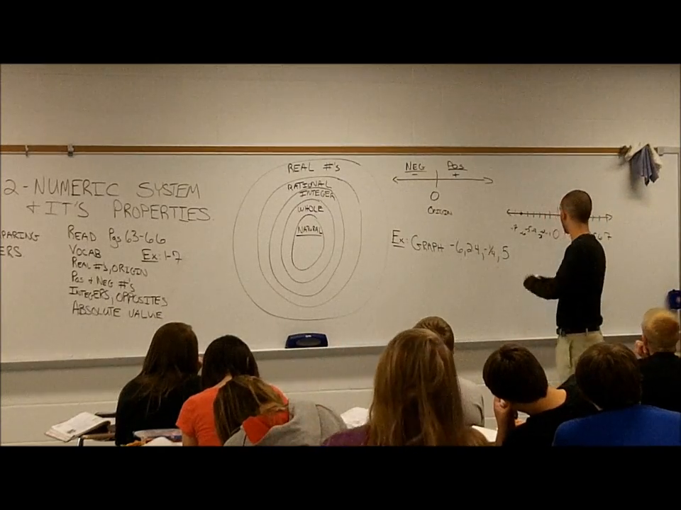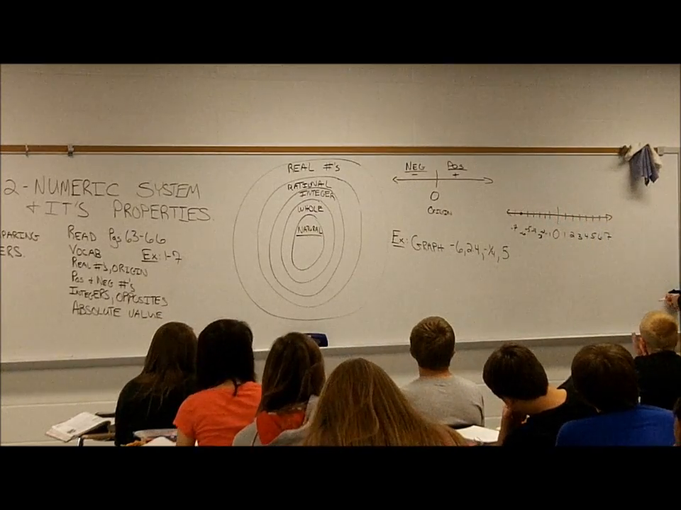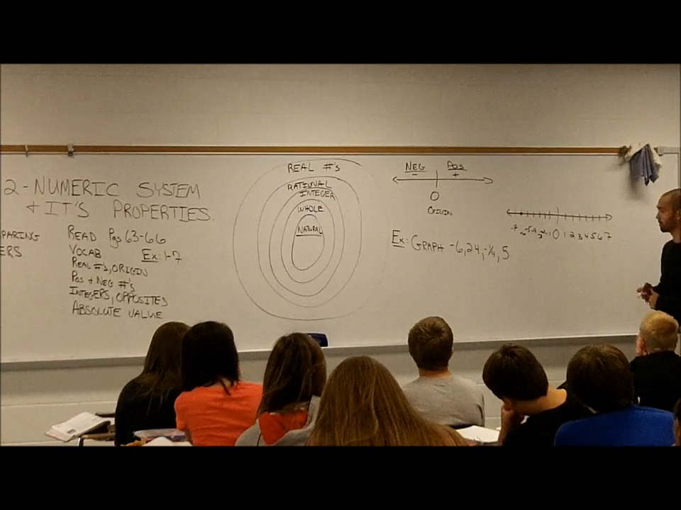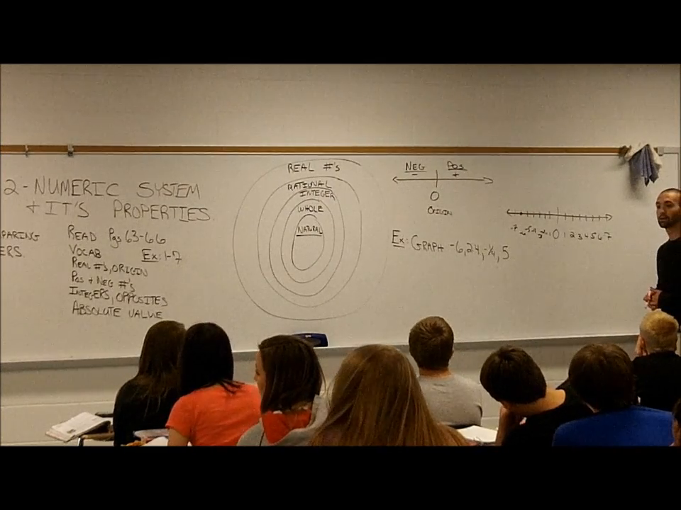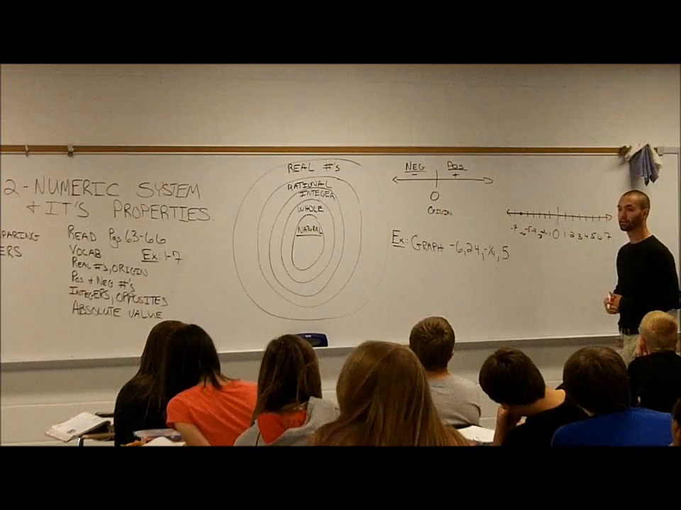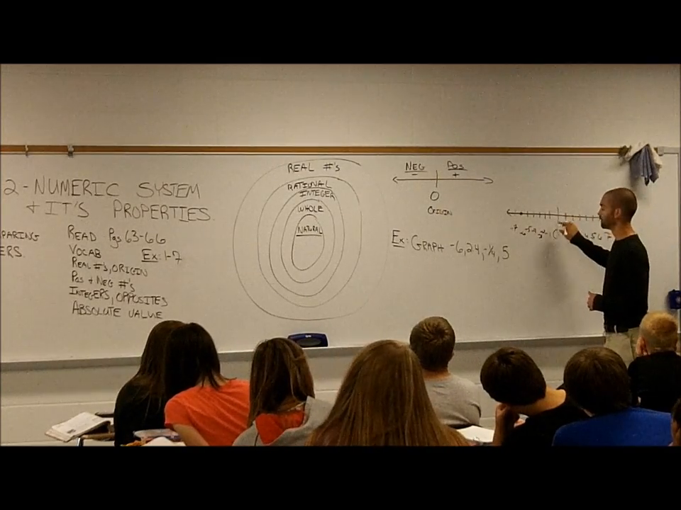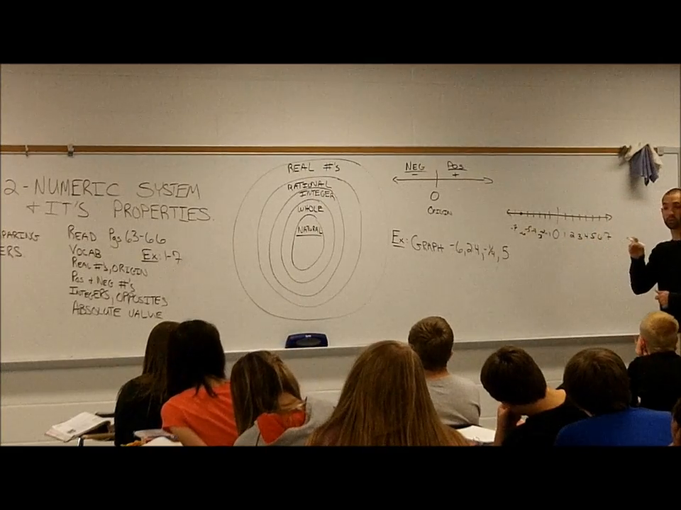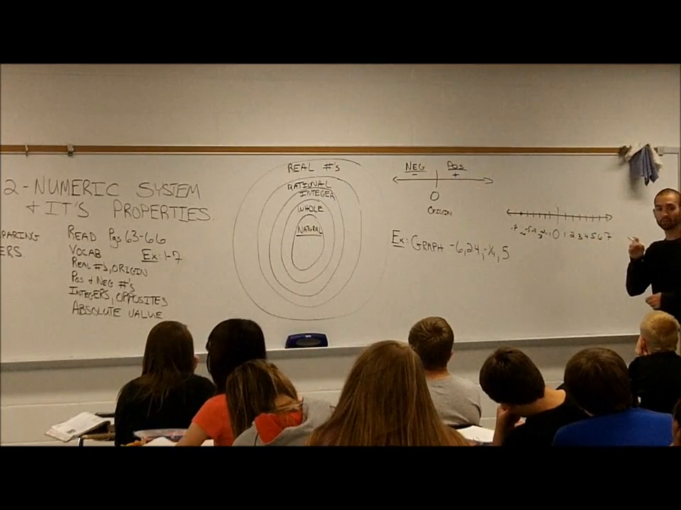2.4. Now, where the heck does 2.4 go? I don't see a 2.4. A little less than a half. Boom, right there. A little less than halfway between 2 and 3. Close to halfway between who? 2 and 3. Positive 2?